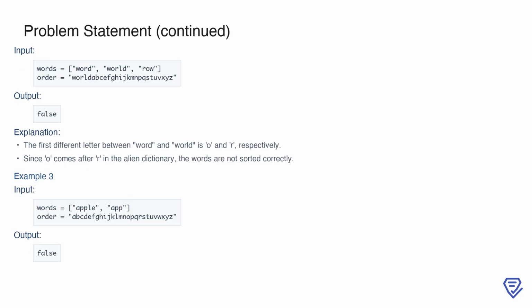Now, let's look at another example. Here, the words are word, world, row, and the alien alphabet is defined by order equals worldabcefghijkmnpqstuvxyz. When comparing word and world, the first differing letters are o and r. According to the alien alphabet, o comes after r, which means word does not come before world. Hence, the words are not sorted correctly, and we return false. This highlights how the alien dictionary's order directly determines whether the list of words is sorted or not.